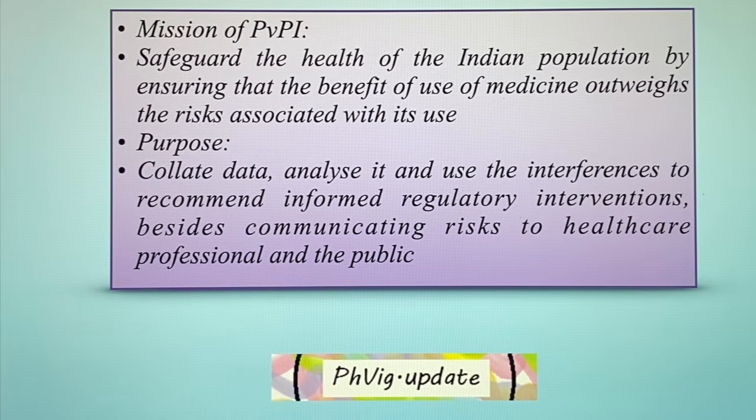PVPI is coordinated by the National Coordination Center at the Indian Pharmacopoeia Commission in Ghaziabad. The mission of PVPI is to safeguard the health of the Indian population by ensuring that the benefits of medicines outweigh their risks. PVPI collects adverse drug reaction data, analyzes it, recommends regulatory actions, and communicates risks to healthcare professionals and the public.